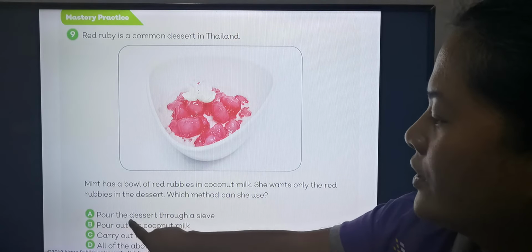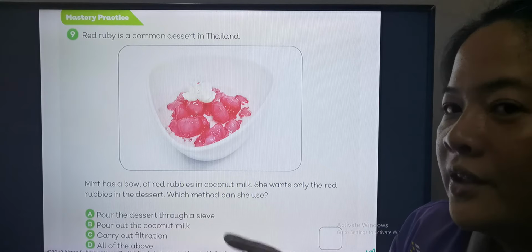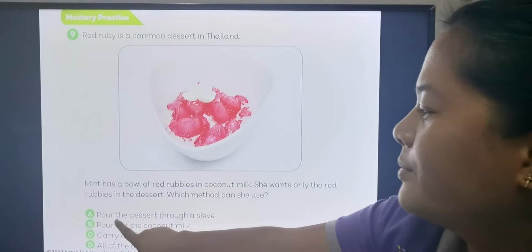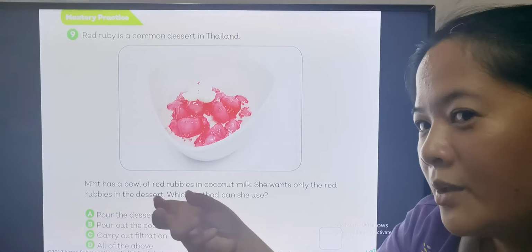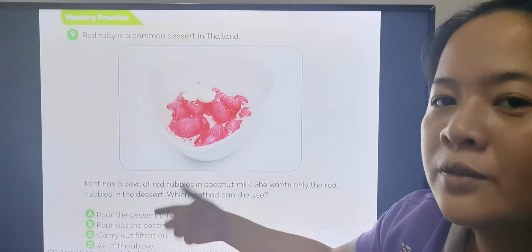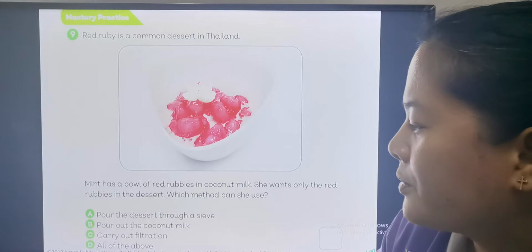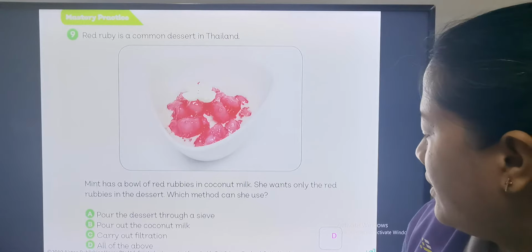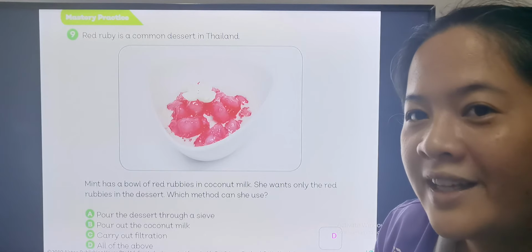Letter A, pour the dessert through a sieve. Put it in the sieve. Letter B, pour out the coconut milk. You can pour out the coconut milk and carry out filtration. You use filter paper. So the answer is letter D, all of the above. Okay?